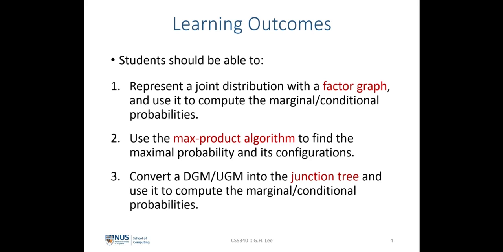And we'll also look at how to use the max product algorithm to find the maximal probability and its configuration given a joint distribution. Finally, we'll look at how to convert a directed graphical model or an undirected graphical model into what we call the junction tree and use it to compute the marginal and conditional probabilities.